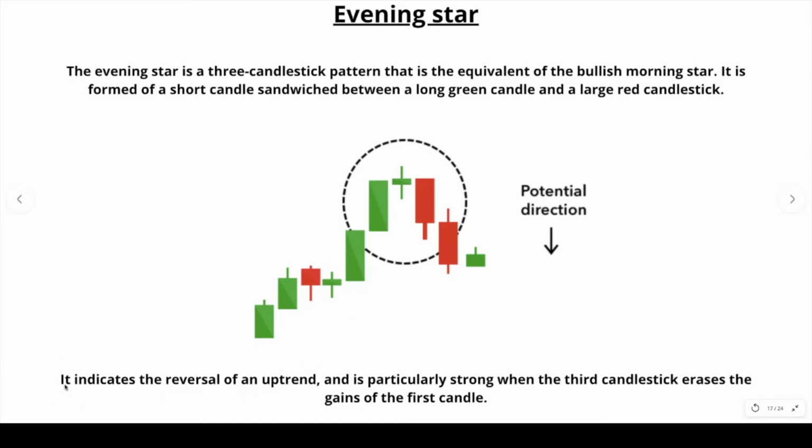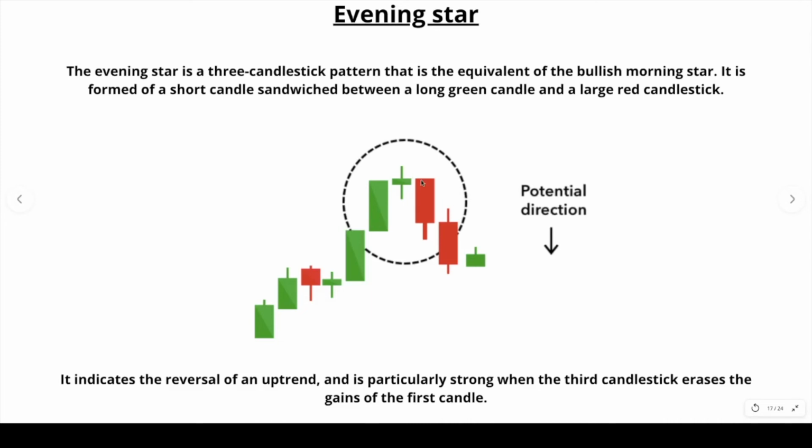Like the definition says, it indicates the reversal of an uptrend, and it is particularly strong when the third candlestick erased the gains of the first candlestick. And this is what I was trying to show you: the price action got pushed all the way down here to the point where this entire candle erased all the gains that were built up by the buyers on the first candle. So this is suggesting that heavy selling activity is coming into the market. And with the formation of these 3 candles, this is how it shows you the switch from the buyers to the sellers.